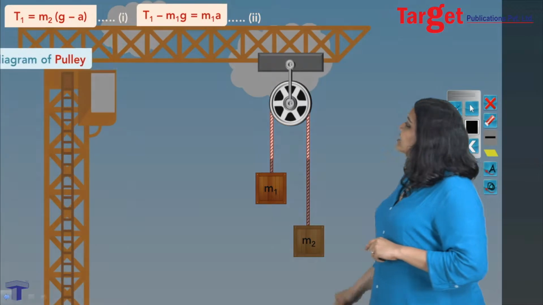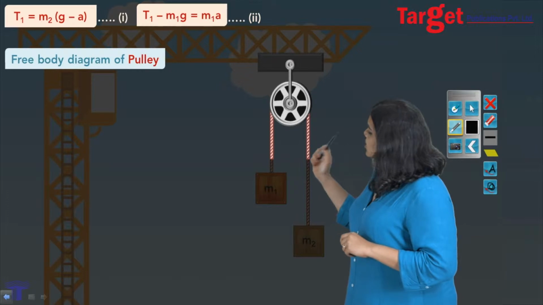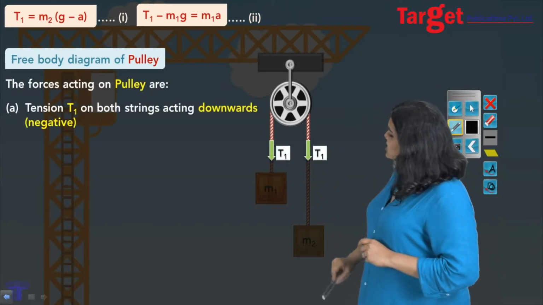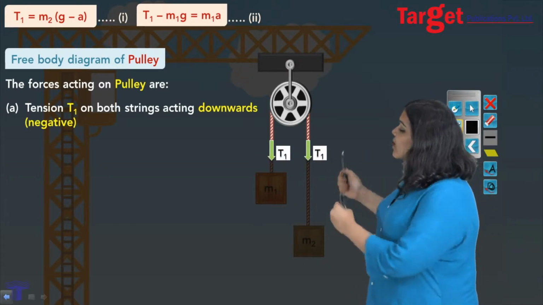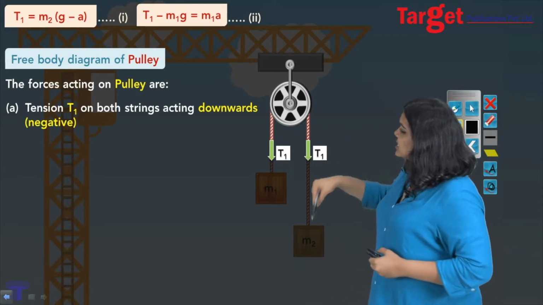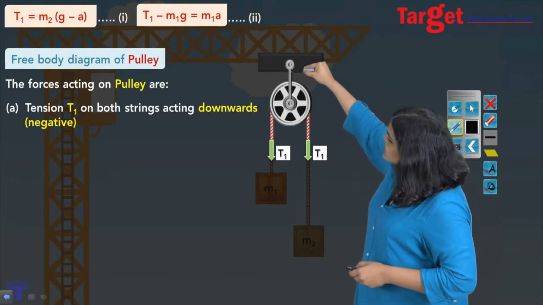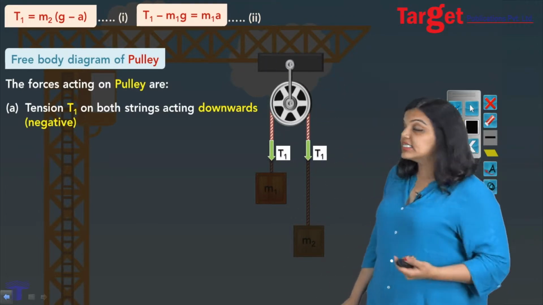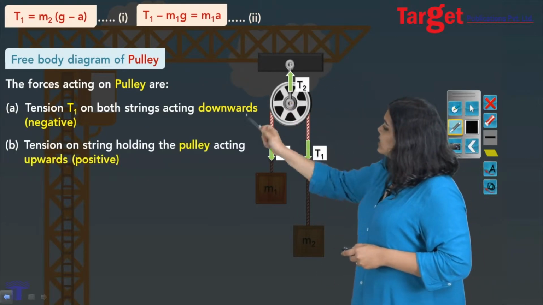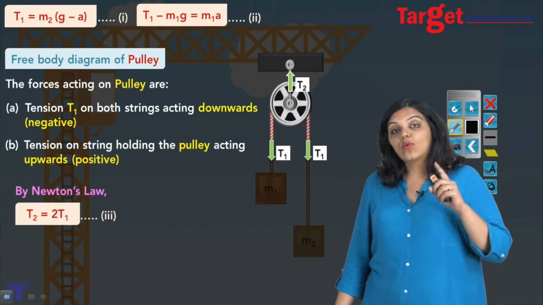Finally, I come to the free body diagram of my pulley. If I look at the pulley, there are two pieces of string, one on each side. However, they are the same string. So I have two tensions, T1 on this side and T1 on this side as well, both acting downwards because the blocks are trying to pull the pulley downwards. So I have two T1s acting downwards, but this pulley is also connected to a rigid support, and therefore this piece of string also exerts tension on the pulley, giving me a tension T2 acting upwards. So the free body diagram of the pulley tells me that T2 is equal to 2T1. And why have I written equal?